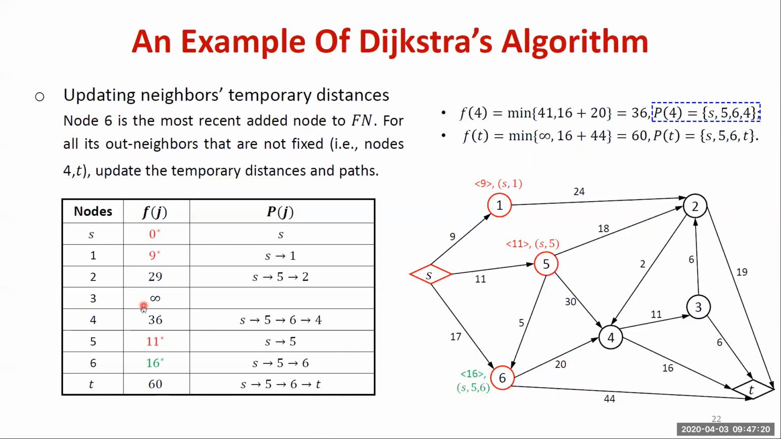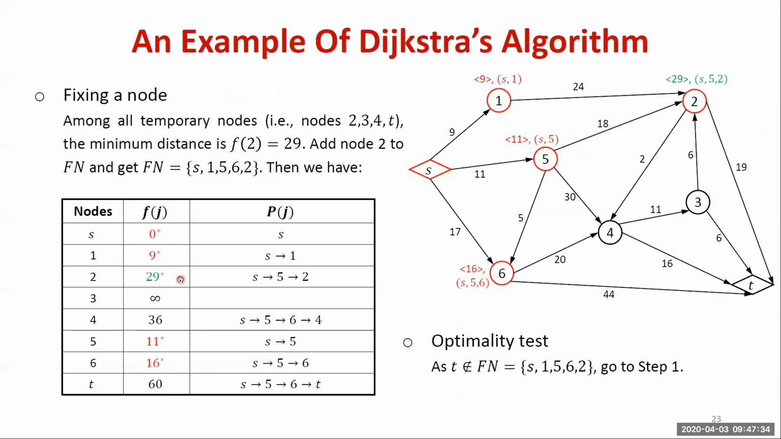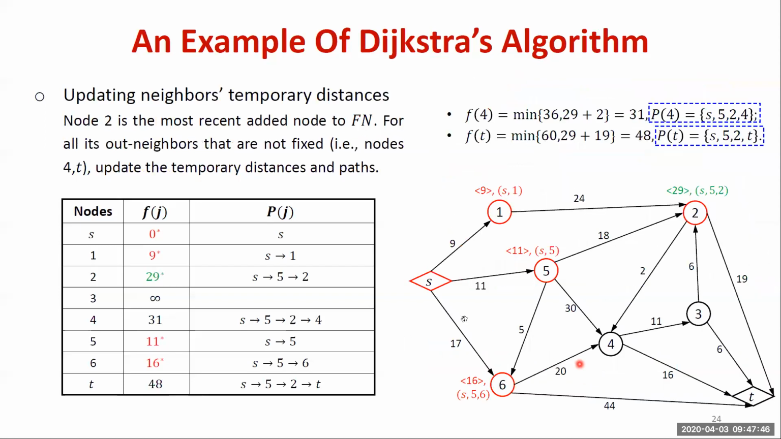Again, fixing a node. Among all these temporary nodes without a star, which one has the smallest distance? Node number 2, right? So you're going to fix node number 2. And in this node number 2, t is still not inside the fixed set. So continue. Go to step number 1, which means you're going to update the outer neighbors of node number 2.